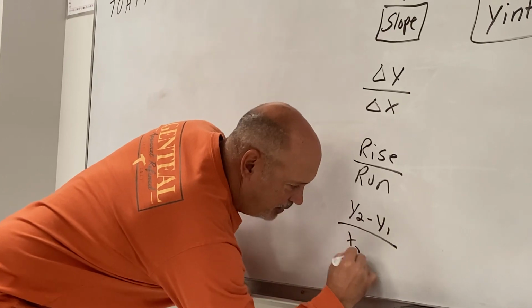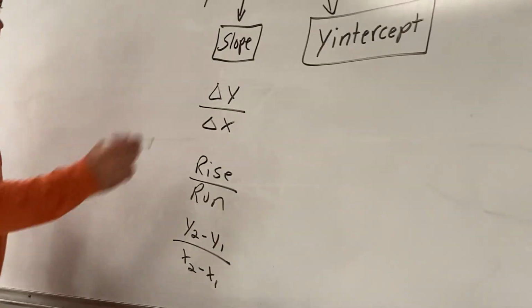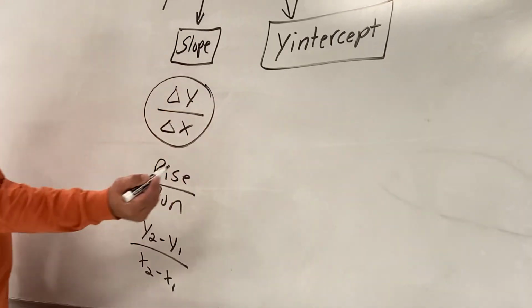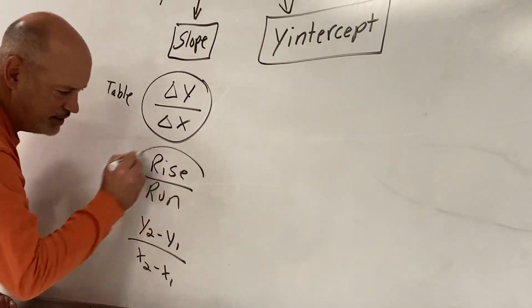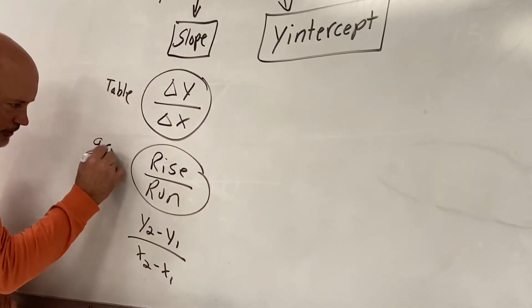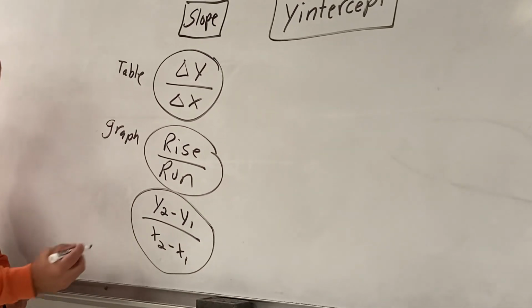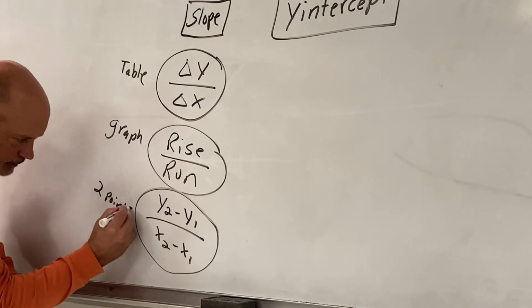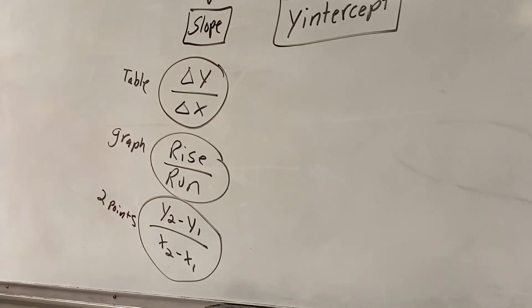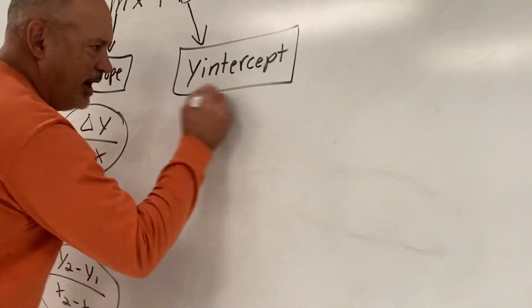Good. Do y'all remember all three of these definitions that we gave for slope about a week ago? You can find the slope with change in y, change in x, if we have a table. Rise over run is if we have a graph. And this formula, y2 minus y1 over x2 minus x1, is when they give me 2 points. Questions so far? The new part to this lesson is the y-intercept.